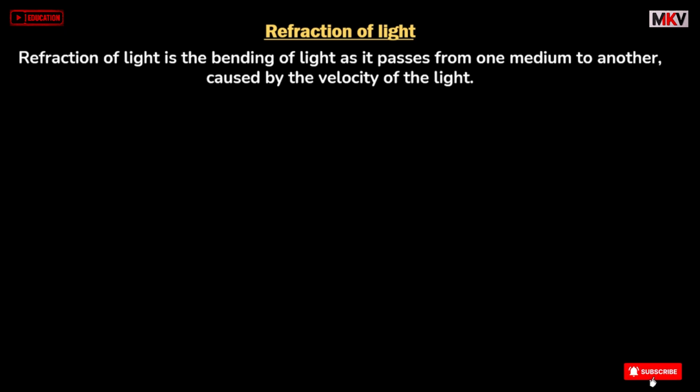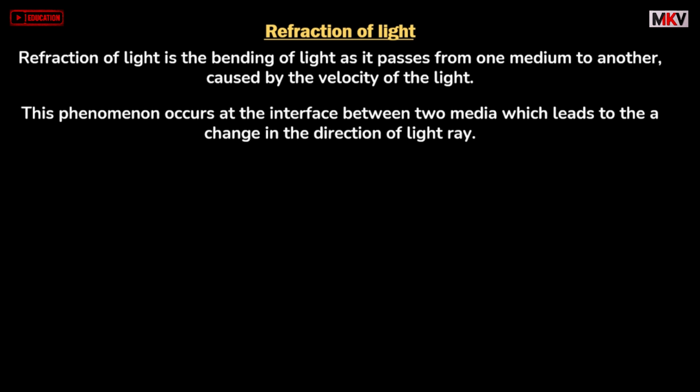So, refraction of light is the bending of light as it passes from one medium to another, caused by the change in velocity of the light. When light is moving from one medium to another, the light ray tends to bend as it enters the new medium, and this is due to the change in velocity of the light entering the new medium. So that is termed as refraction. The light changes in speed and direction as it's moving from one medium to another, and this concept is termed as the refraction of light.